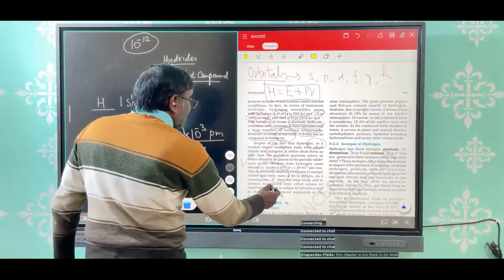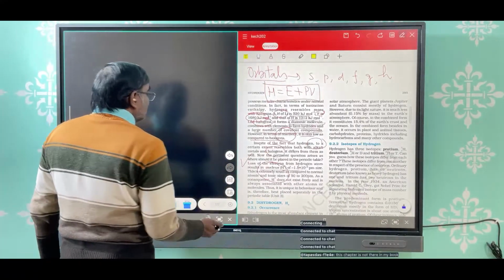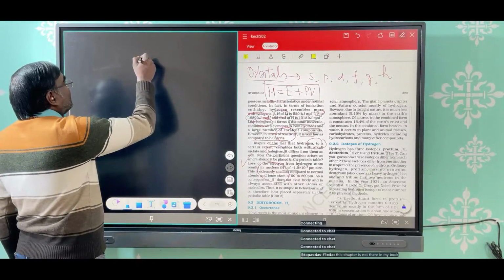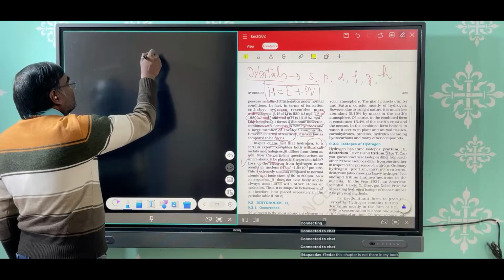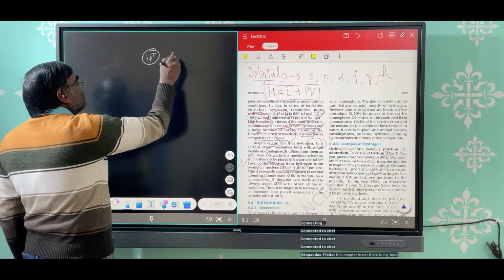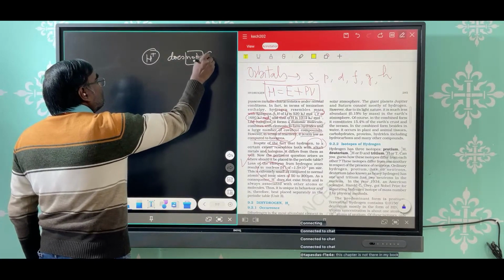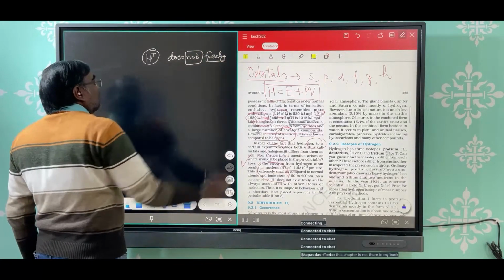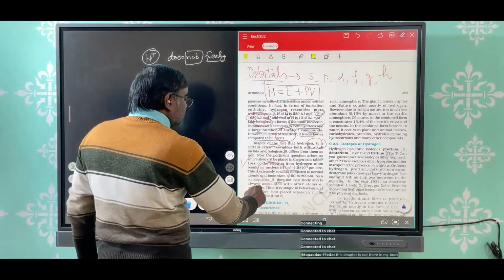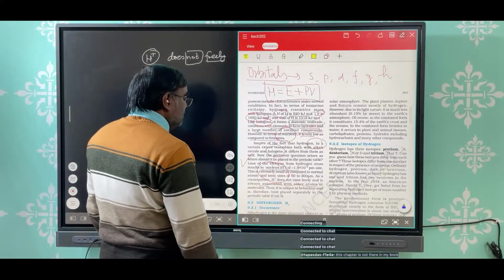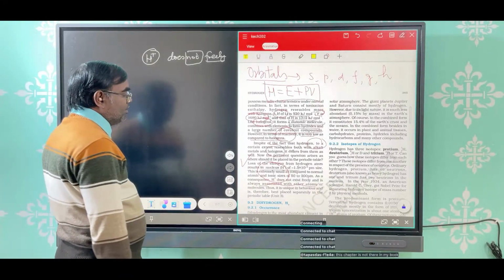So as a consequence, H plus does not exist freely. Since the size of the nucleus is very small, H plus does not exist freely. It is available in the combined form, so it is associated with other atoms. Thus, it is unique in behavior and therefore best placed separately in the periodic table. Right.